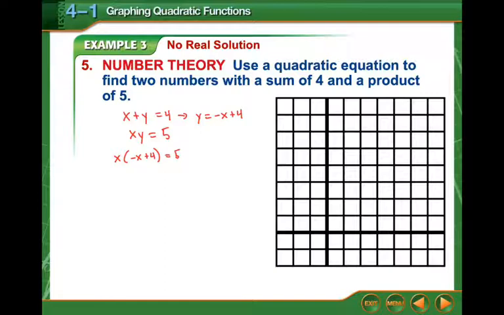So it's x times negative x plus 4 equal to 5. We're going to distribute that x into the parentheses. So we have negative x squared plus 4x equal to 5. Now we have a quadratic here. We're going to subtract 5 from both sides. So we have negative x squared plus 4x minus 5 equal to 0. So now we have a quadratic to graph.